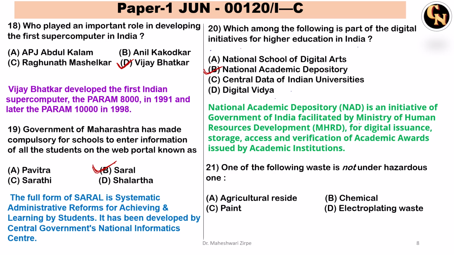Now the next question is, which of the following waste is not hazardous? Read the question very carefully, because they have asked which is not hazardous. If you find the options, there is paint, chemical, electroplating waste, and the correct option is A, that is agricultural residue. As we know, agricultural residue is organic, so it will not be hazardous, whereas the remaining are hazardous waste. So option A is the correct option for question number 21.